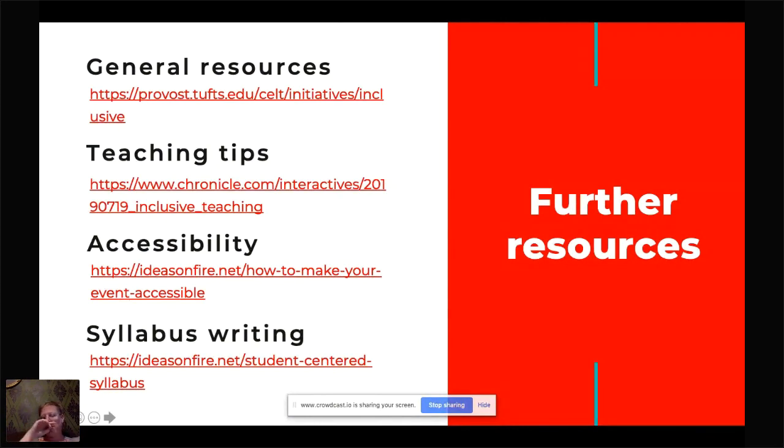And then we have a webinar on syllabus writing that's student-centered, and it's called Writing a Student-Centered Syllabus to Save You Time. So it recognizes that sometimes these strategies are really time-consuming, and how can we write an inclusive syllabus that actually relieves some of our workload, because emotionally teaching toward inclusive excellence can be a lot of work.